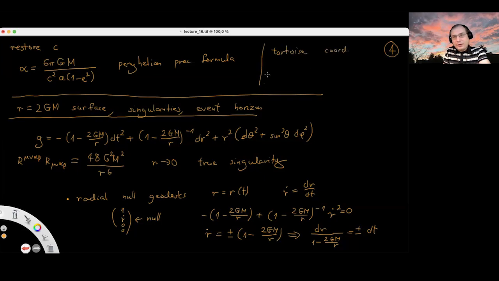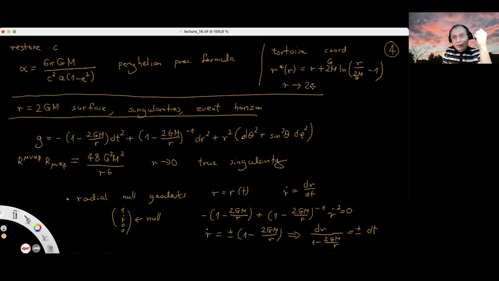It's just a rescaling of the standard r coordinate. r star of r equals r plus 2GM log of r over 2GM minus 1. So that's a new coordinate r star, which is a function of r, given by this formula over here, which makes sense for r larger than 2GM.